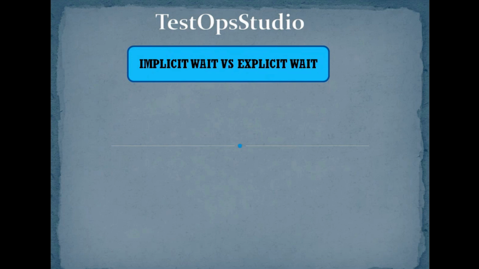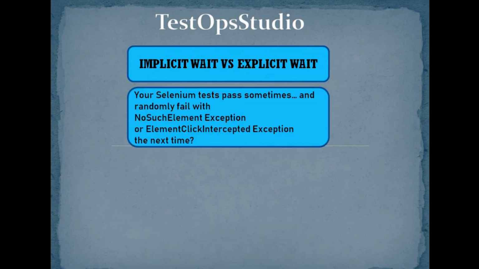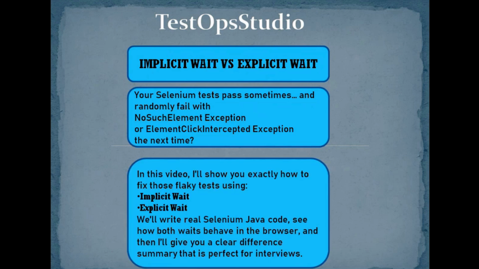Hey testers, today we are looking at a very important topic: implicit wait versus explicit wait. Does your Selenium test pass sometimes and randomly fail with no such element exception or element click intercepted exception next time? In this video I will show you exactly how to fix those flaky tests using implicit wait and explicit wait. We will write real Selenium Java code, see how both waits behave in the browser, and then I will give you a clear difference summary that is perfect for interviews.